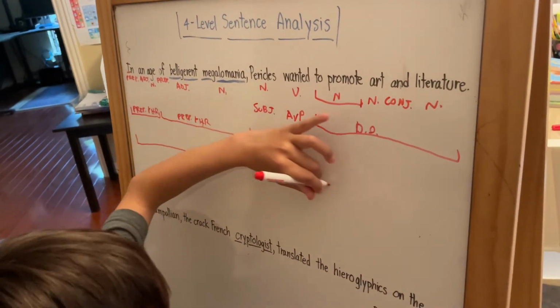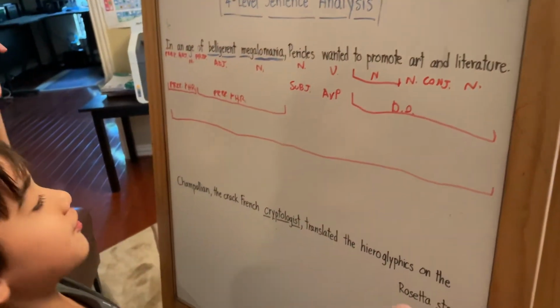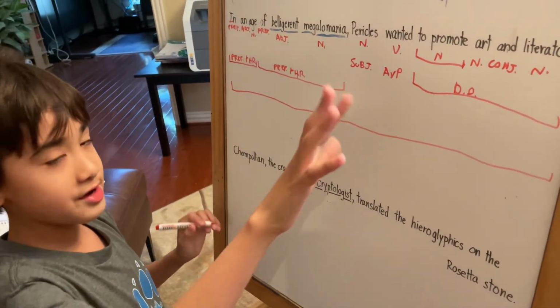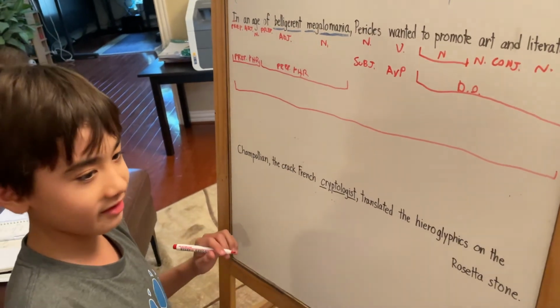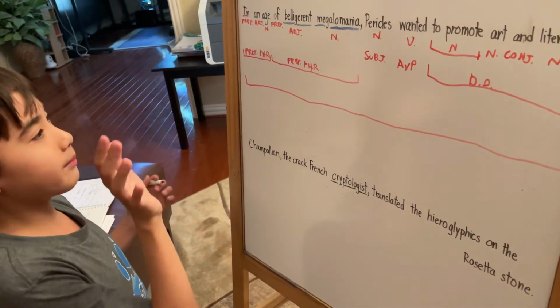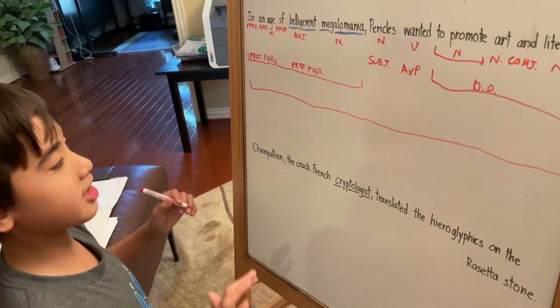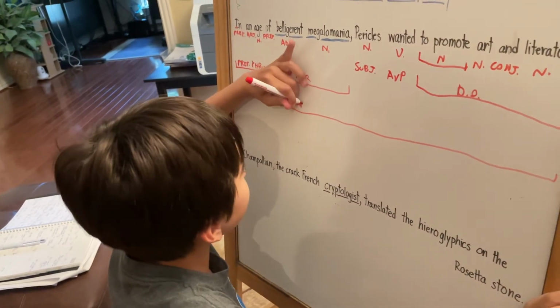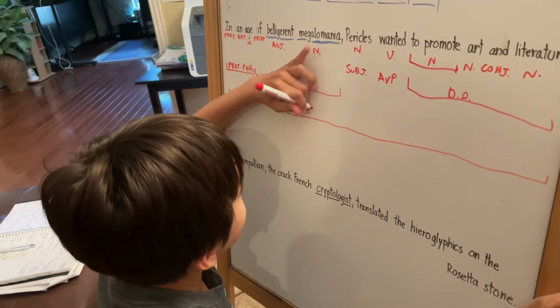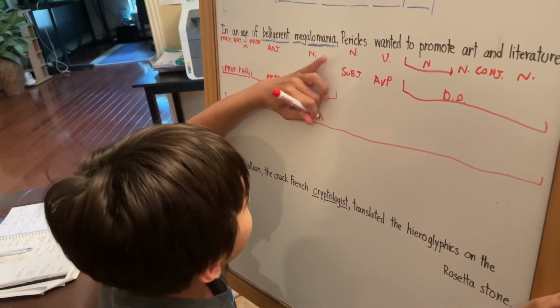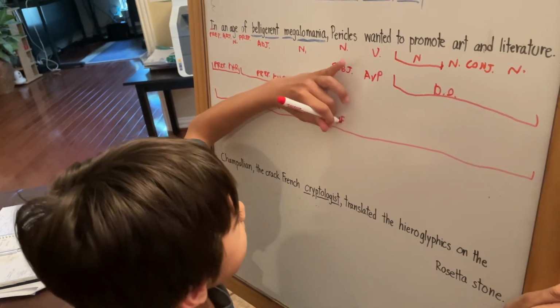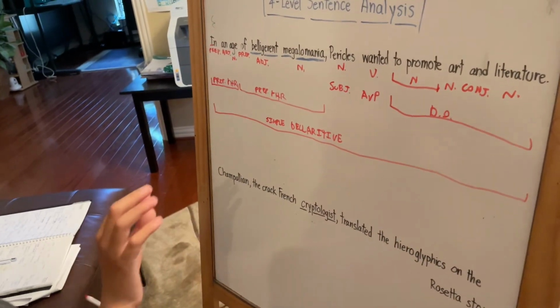It's also a simple declarative sentence, meaning a declarative sentence always states something. An interrogative sentence asks a question. An exclamatory sentence makes an exclamation, usually with an exclamation mark. So this is a simple declarative sentence with just one clause. Okay. And that concludes the first sentence of today's 4-level sentence analysis.